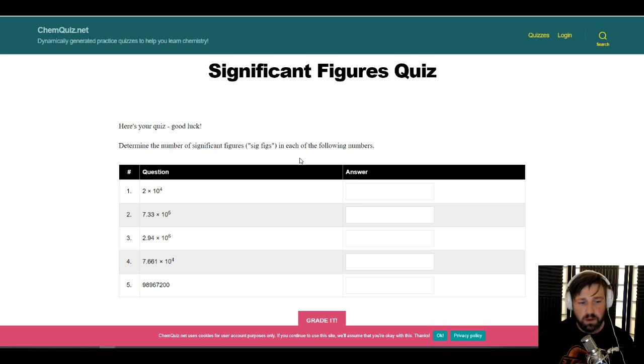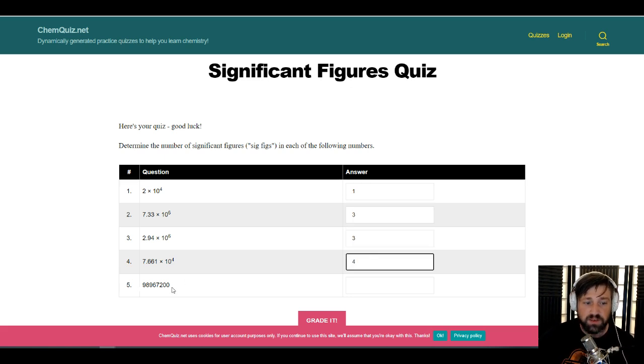Good to know. So this first one is in scientific notation. Anytime you see scientific notation, just count the digits in the base, even if they're zeros, because it is going to be the correct number of sig figs. So for this one, it's going to be 1. This one, it's going to be 3. This one, it's going to be 3. This one's going to be 4.